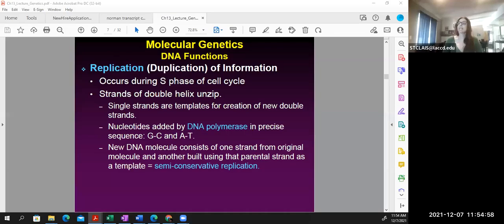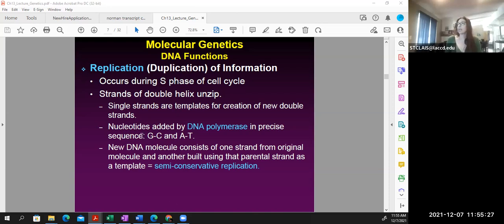Now, during the S phase, or the synthesis phase of the cell cycle, that's when the DNA is going to be replicated. So the steps in this: the double helix is going to become unzipped or separated. And then each of those strands is a template for the new strands to be laid down. The enzyme that is responsible for DNA replication is DNA polymerase.